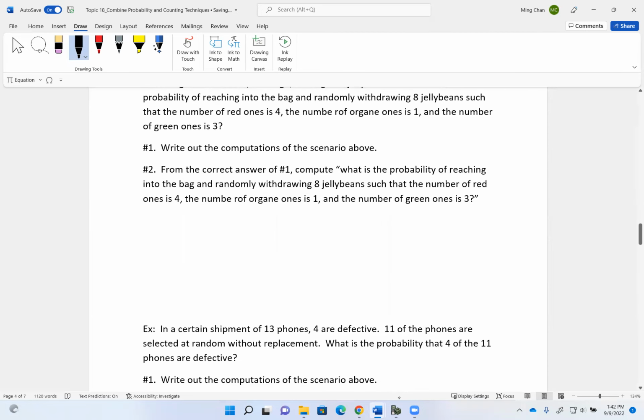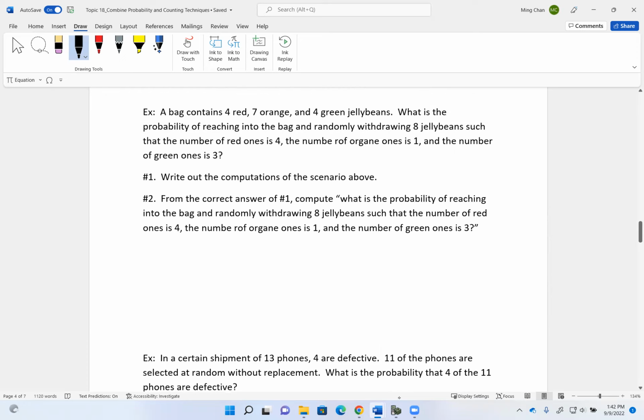Now let's look at another one. All right, a bag contains 4 red, 7 orange, and 4 green jelly beans. What is the probability of reaching into the bag and randomly withdrawing exactly the red ones, randomly selecting 8 jelly beans? Okay, I'm going to select 8 such that the number of red ones is 4. I'm going to take 4 red ones, 1 orange, and 3 green. So that's your 8 right there. So this is only one scenario. I want exactly 4 red ones, 1 orange, and I want exactly 3 green ones. Okay, so this is only one scenario.